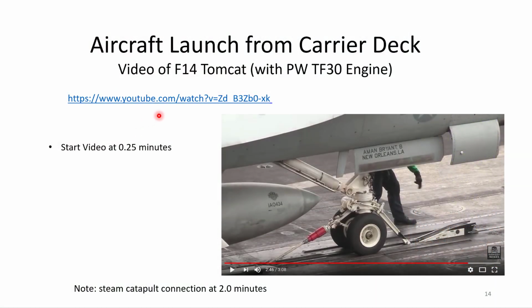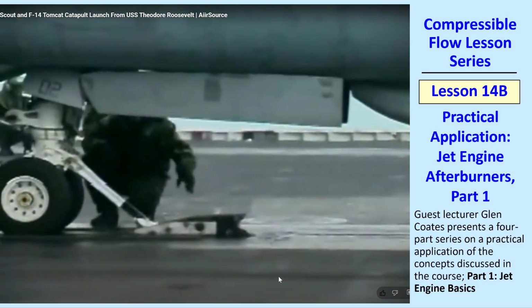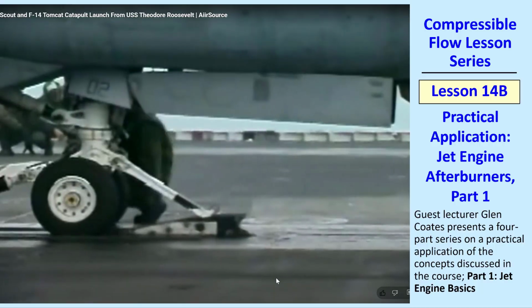Now in this video section, what I'd like to do is to show you the actual hookup of the steam catapult. It grabs the nose wheel on the aircraft and provides most of the force to get this aircraft in the air. So let's take a look. Now we're going to hook up the steam catapult, it's shown in the video here.